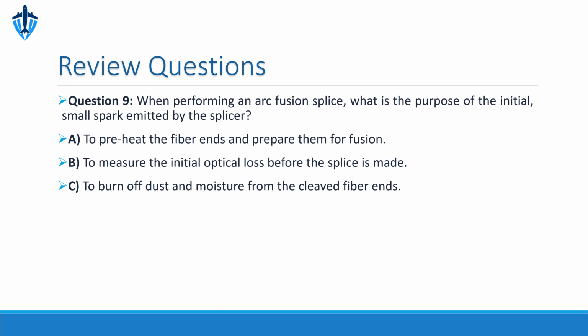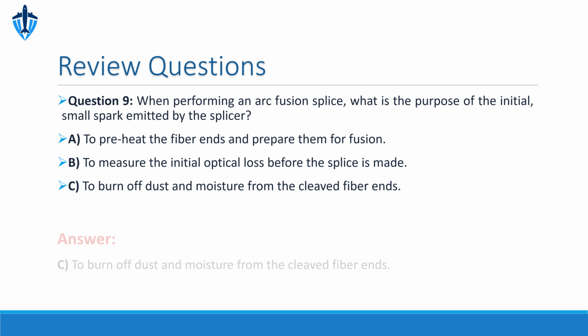Question 9. When performing an arc fusion splice, what is the purpose of the initial, small spark emitted by the splicer? A. To preheat the fiber ends and prepare them for fusion. B. To measure the initial optical loss before the splice is made. C. To burn off dust and moisture from the cleaved fiber ends.